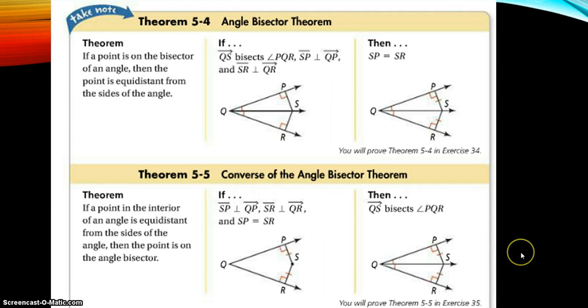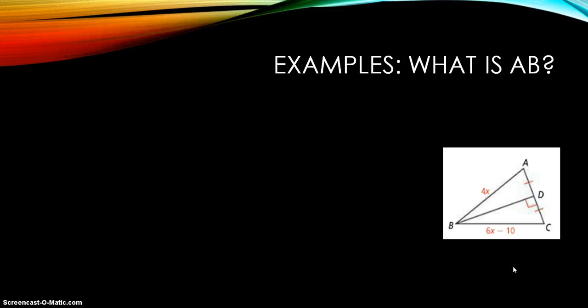And the reverse is also true. If we have a point somewhere within the angle, it's equidistant from our sides, again we're using the perpendicular distances here, then what that means is that that's going to be on the angle bisector. So again, the perpendicular bisectors and the angle bisectors have very similar theorems to each other. So let's do an example with this.